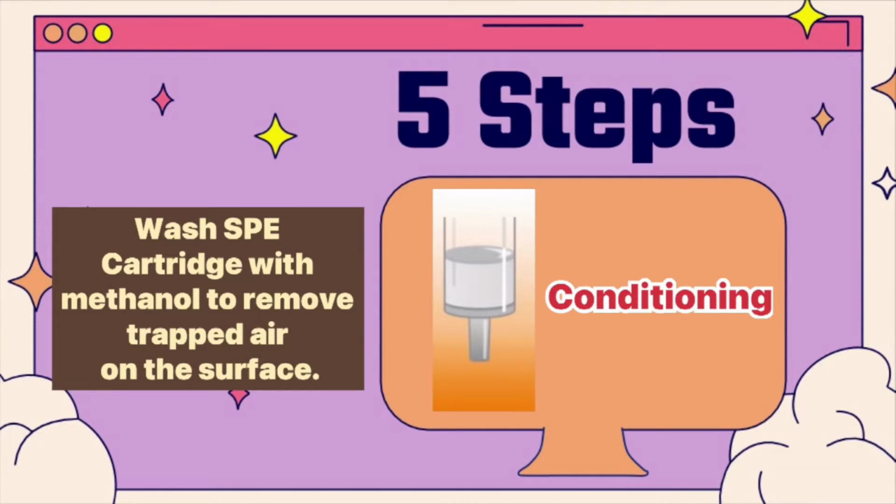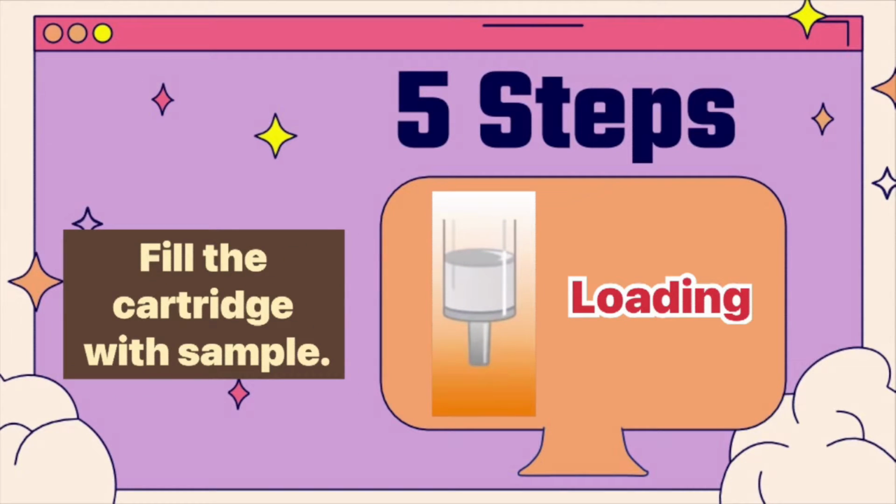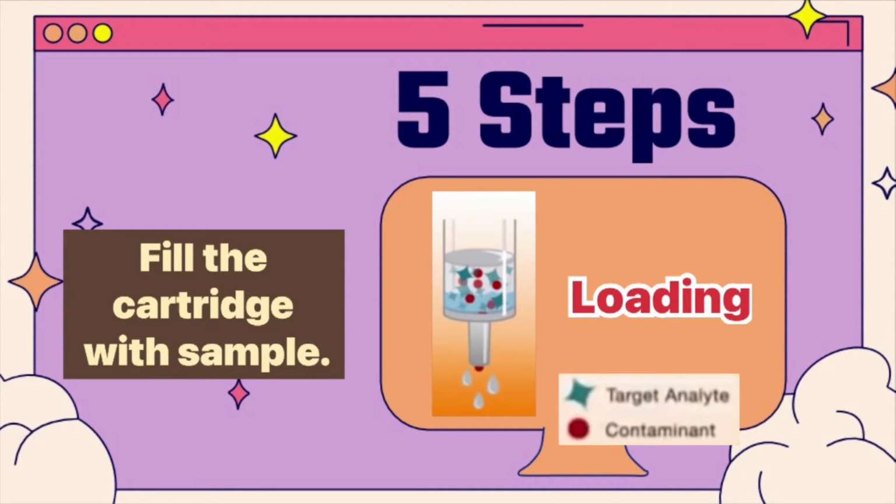There are 5 steps. The first one is conditioning. We have to wash the SPE cartridge with methanol to remove the trapped air on the surface. The second step is equilibrate. We have to put milliliters of water into the cartridge to remove residual solvent from step 1. The third step is loading. We have to fill the cartridge with sample. The target analyte is bound to the sorbent while the contaminant will not.